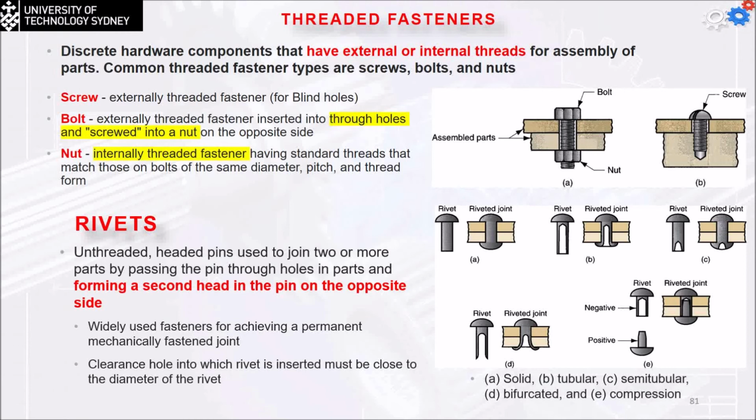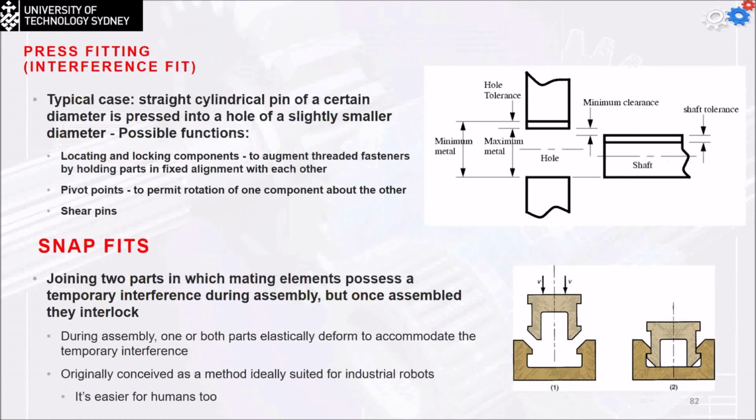Okay, also we can do press fitting. For example, if I'm going to fix the ball bearings on the shaft, I have to press it with some force because the interference is going to be too close, and thus we're going to have the shaft almost permanently fixed inside the hole. The press fit, or interference fit, is a typical case where a straight cylinder pin of a certain diameter is pressed into a hole of slightly smaller diameter. This can be used for locating and locking of the components, and also for pivot points and for shear pins.